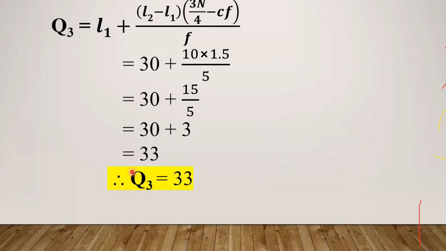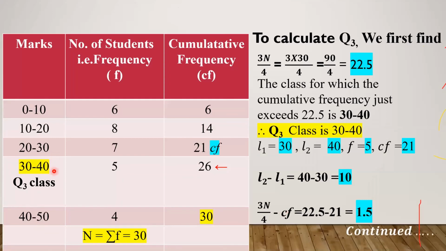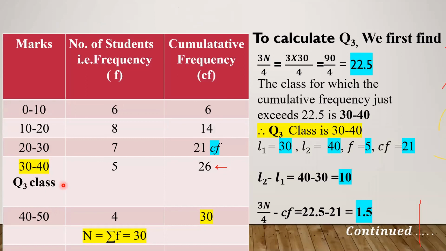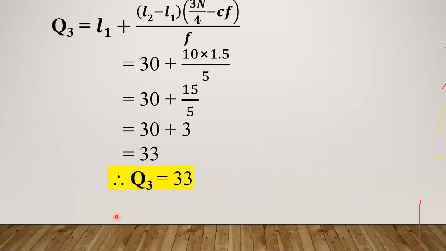So what is the value of Q3 you got? 33. Here itself you can check whether your answer is correct. Kaise? How will you check? You will go back to your Q3 class. What was the Q3 class? It was between 30 to 40. So your value of Q3 should come between 30 and 40. What value we got here? Q3 equal to 33. Yes, it is between 30 and 40. So you yourself can check that your answer is correct.